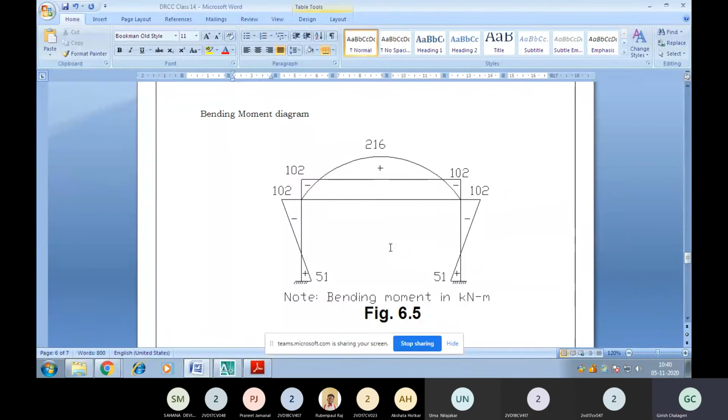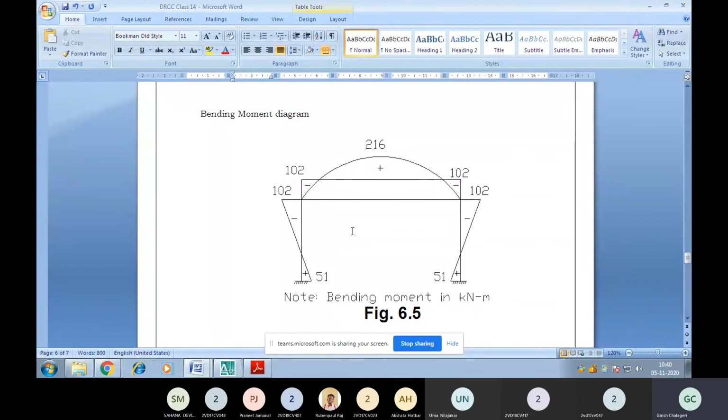So we can see the moment at footing level is plus 51, and at the column top at the head will be 102. Similarly, the beams have two types of moments here: 102 at the end span moments, and 216 we have got at the mid span. How we got 216 is nothing but a calculation of the bending moment at mid span.